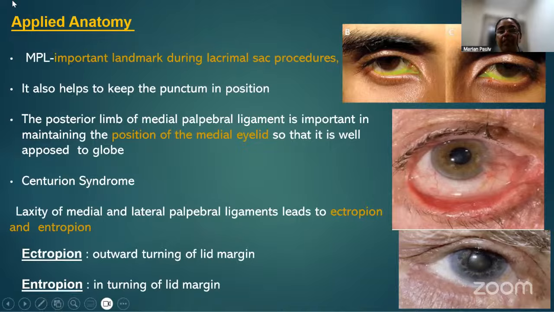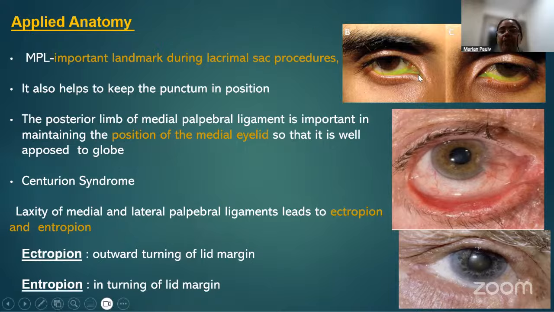Coming to the applied anatomy, the medial palpebral ligament is a very important landmark in lacrimal sac procedures. Any lesion above the medial palpebral ligament is not usually arising from the lacrimal sac. If a sac lesion is going above the medial palpebral ligament, then you have to think about malignant lesions. Then the MPL will keep the punctum in position.